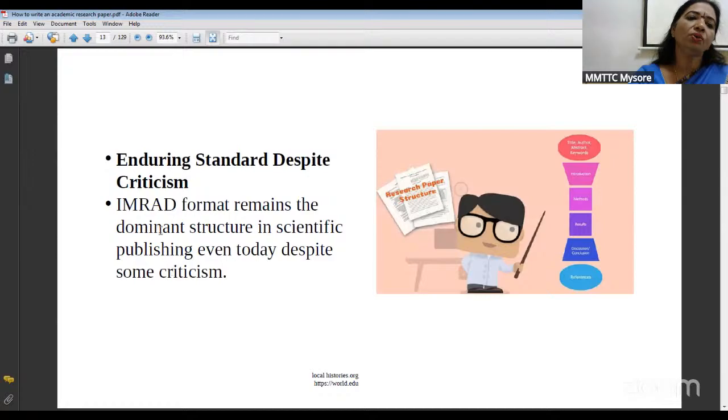Okay, so the IMRAD format actually remains the dominant structure, which I have explained earlier. That includes the title, author, abstract, and keywords, introduction, methods, results, discussion, the conclusions, and finally the references. So this is about the research paper structure. I hope you will understand.